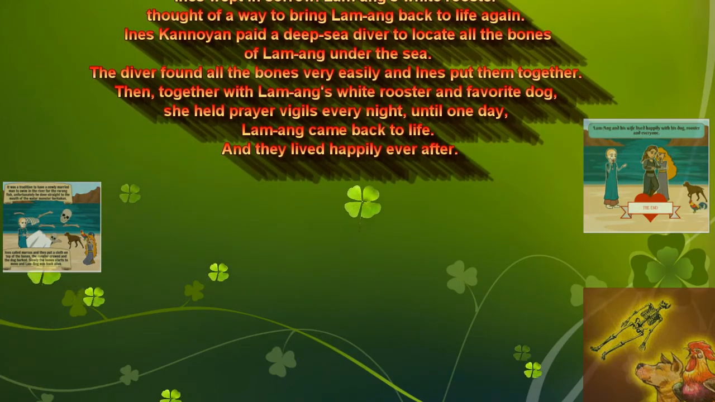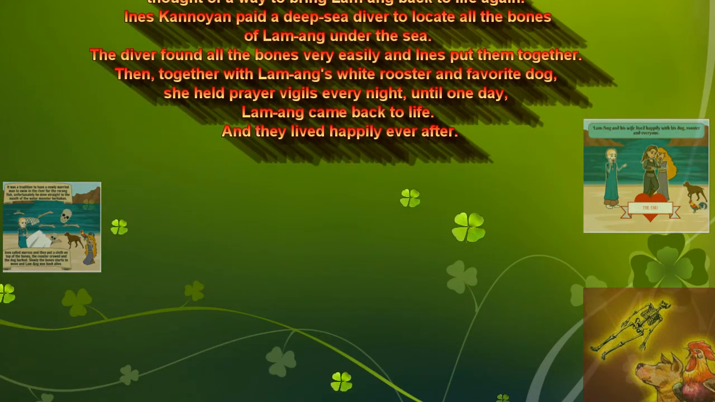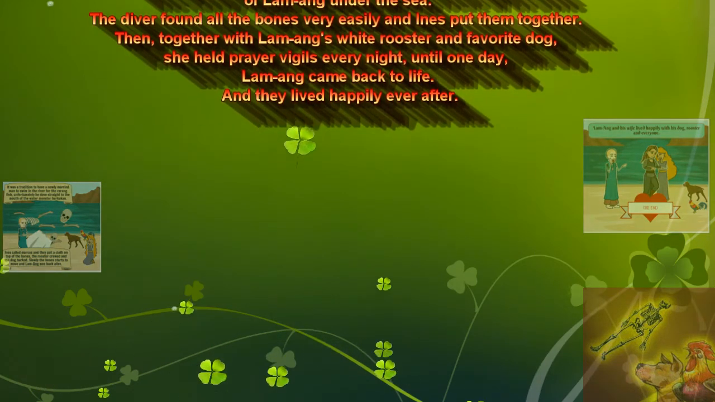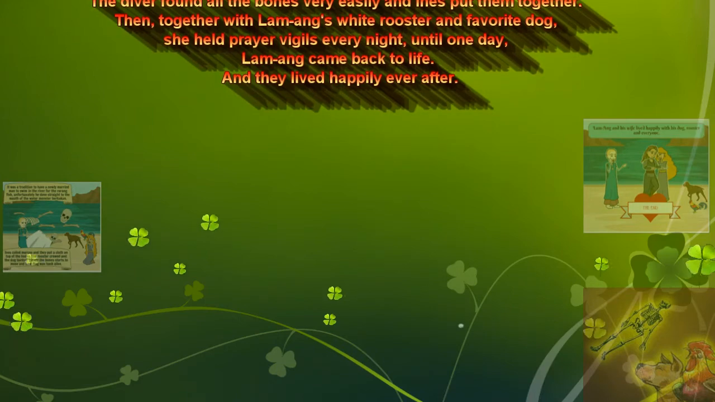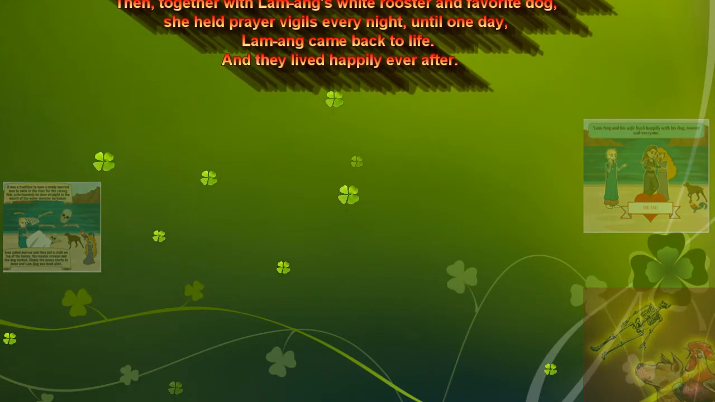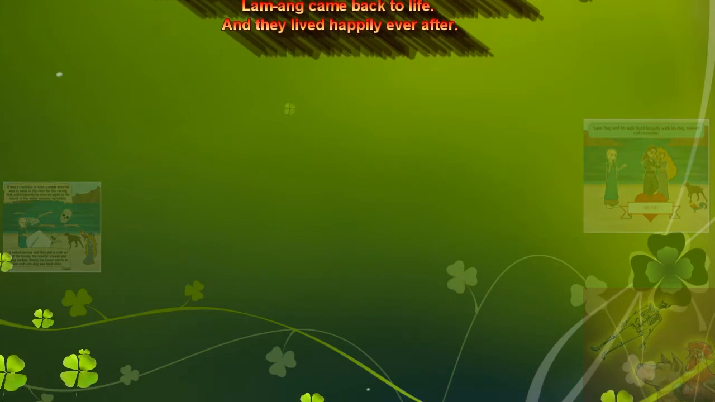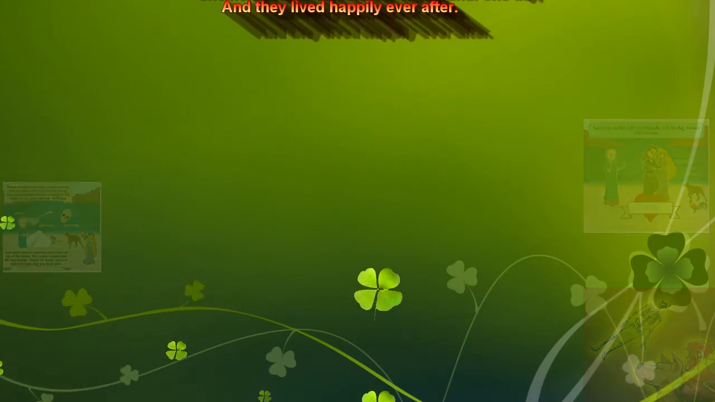Then, together with Lam-ang's white rooster and favorite dog, she held prayer vigils every night until one day Lam-ang came back to life, and they lived happily ever after.